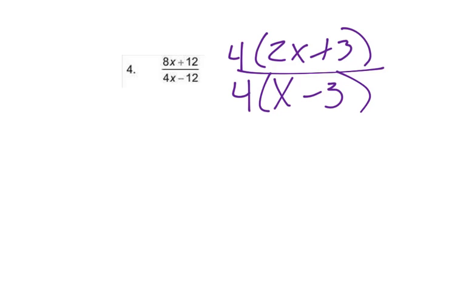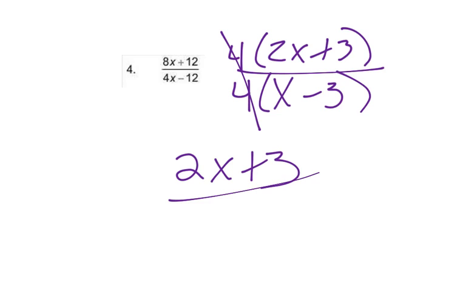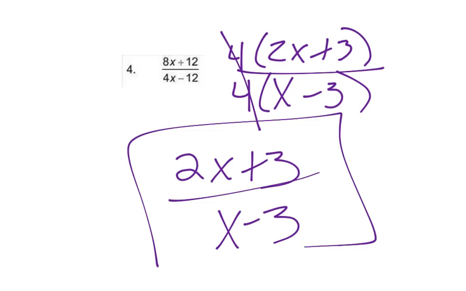The stuff on the outside can cancel with each other, so our 4's go away. The stuff on the inside of the parentheses is protected by those parentheses, so it can only cancel if it is exactly the same. So those 3's can't cancel because they're tied into what was already there. So 2x plus 3 over x minus 3. This is your answer.